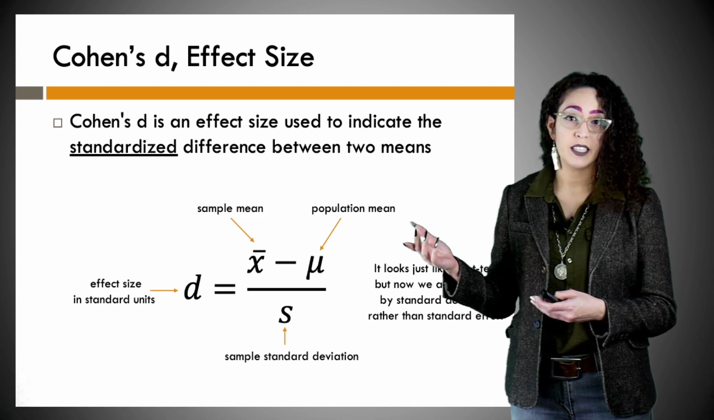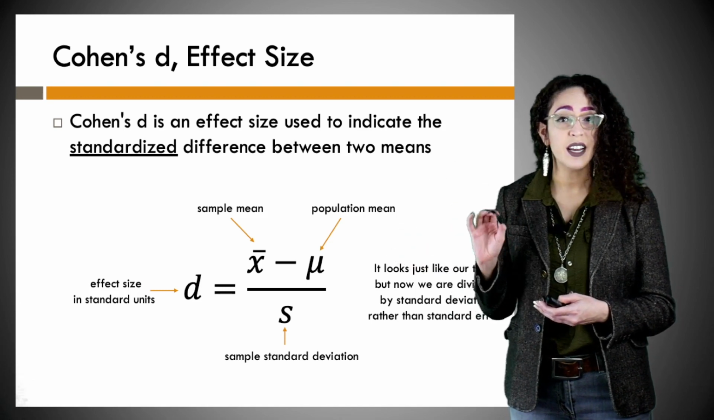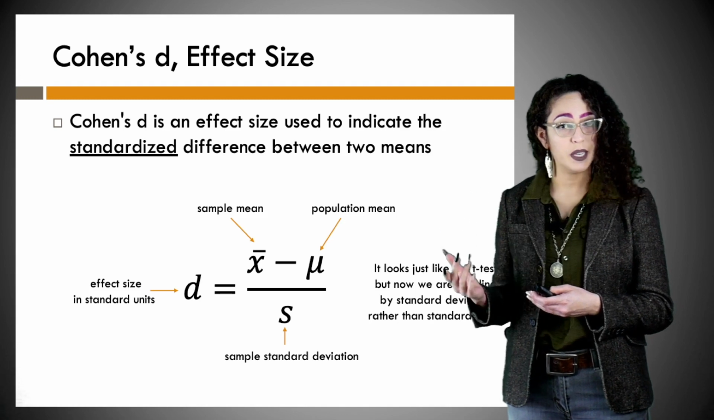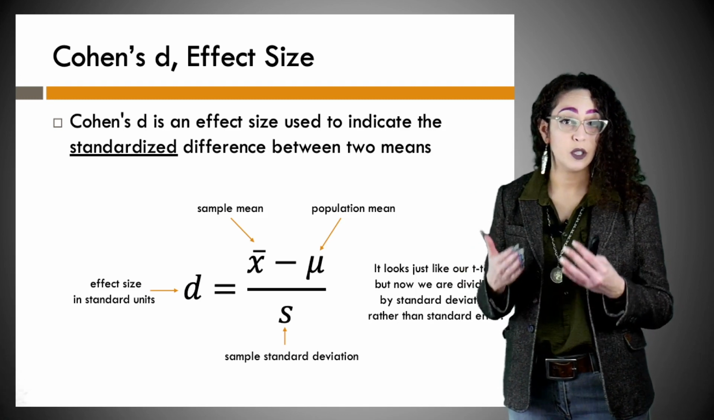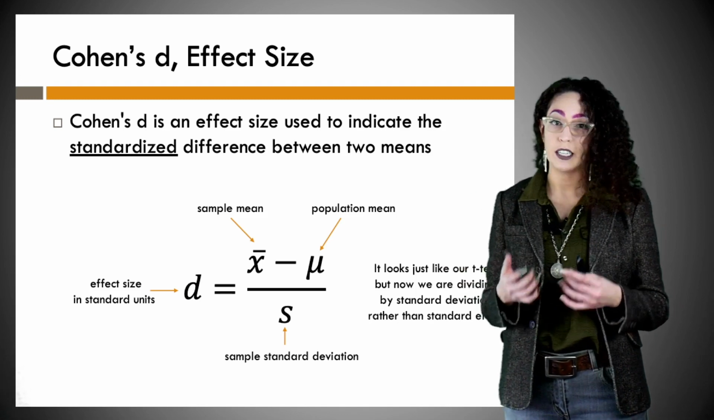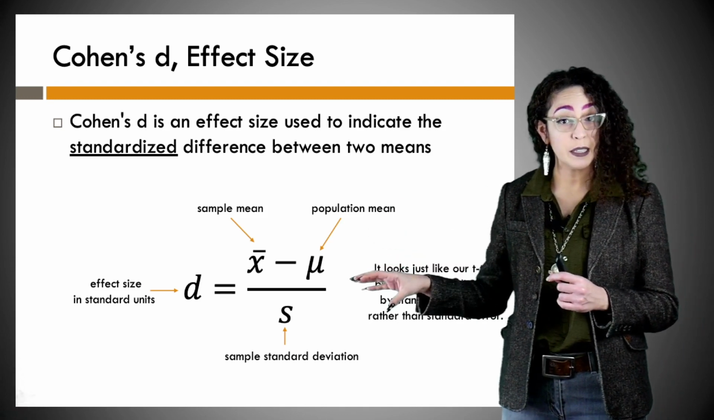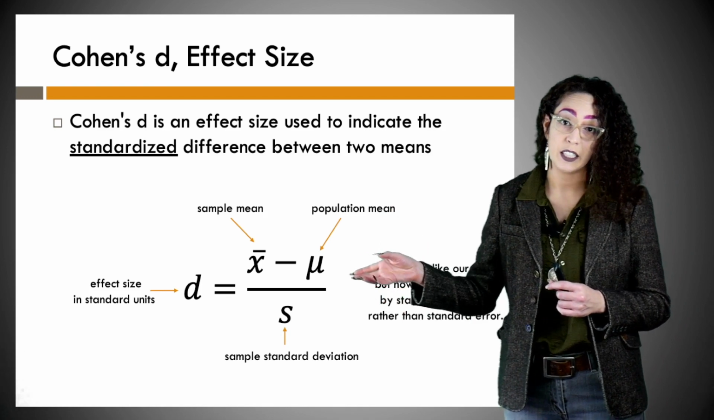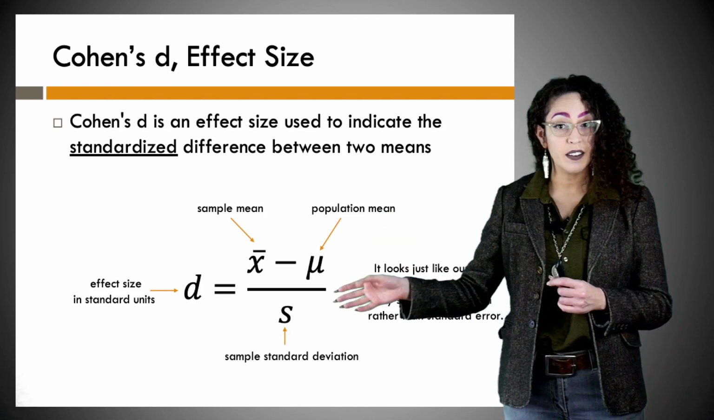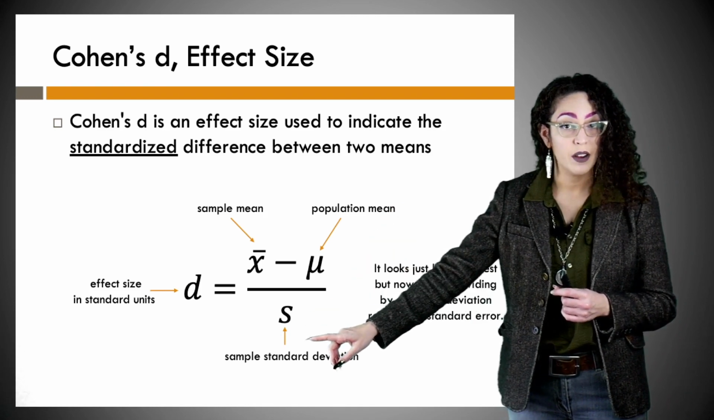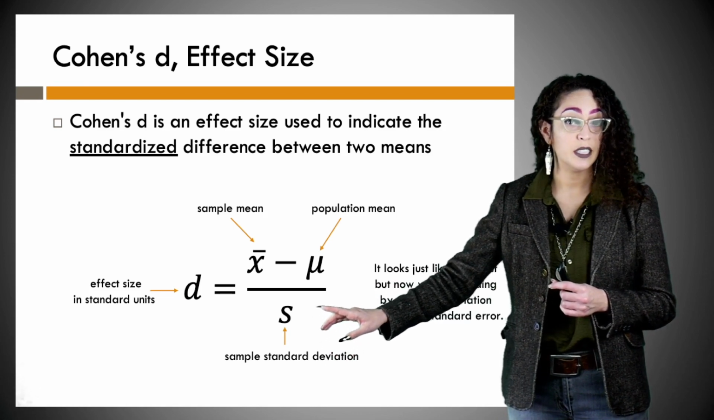Cohen's D is an effect size measure used to indicate standardized differences between two means. So it's quantifying the difference between two means, but on a standardized scale. And you know how much I love my standardized scales. If we were to look at this, it looks pretty similar to maybe the t-test and z-test we've been doing. The only difference now is that we are not dividing by the standard error. We're just dividing by the standard deviation.